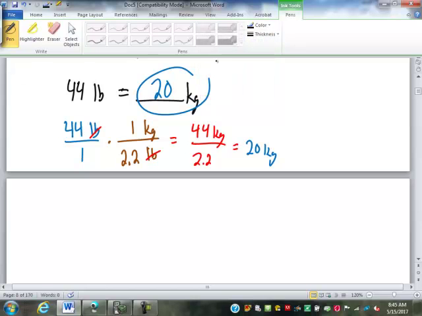Or we might have... You can use your books. You might have something like 4.3 meters going into inches.